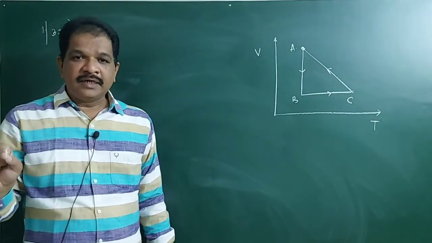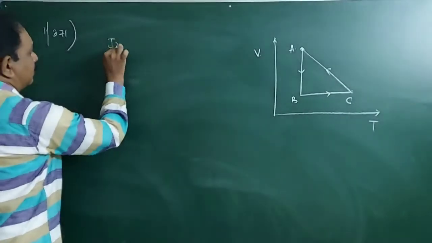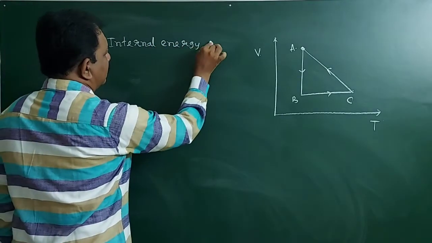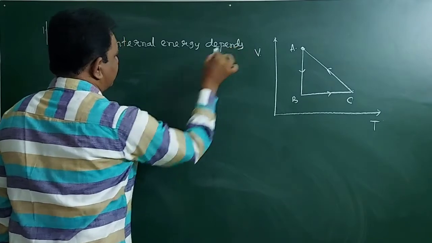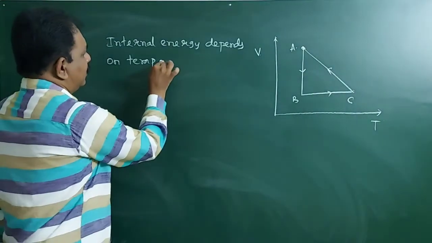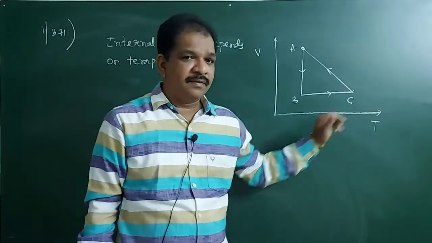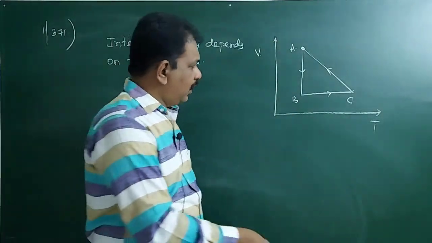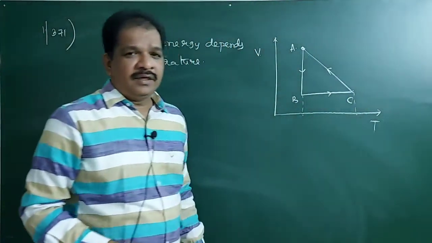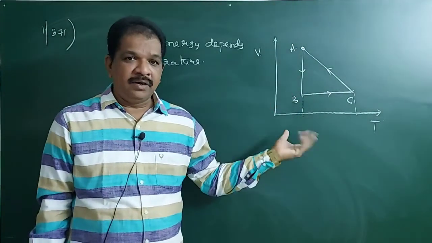Then how will the internal energy be? Internal energy depends on temperature. This is the temperature axis, na? So these two, A and B, have the same temperature. At C, the temperature is different. So A and B will have the same internal energy.